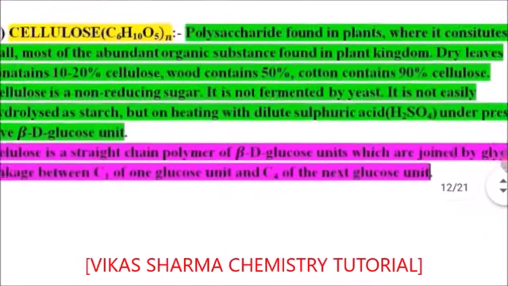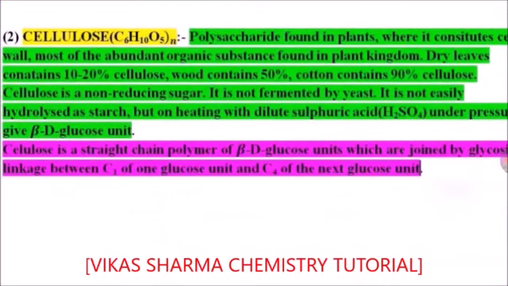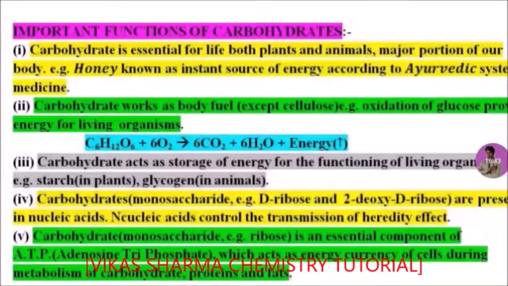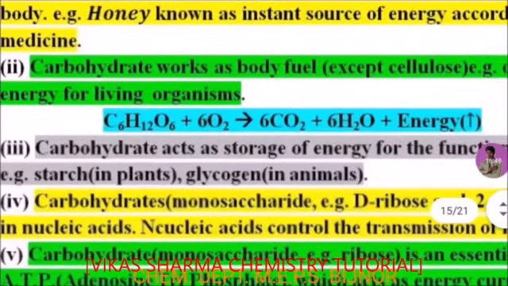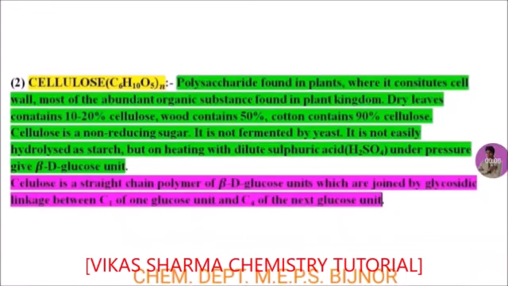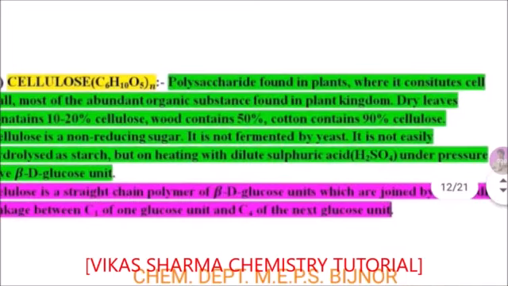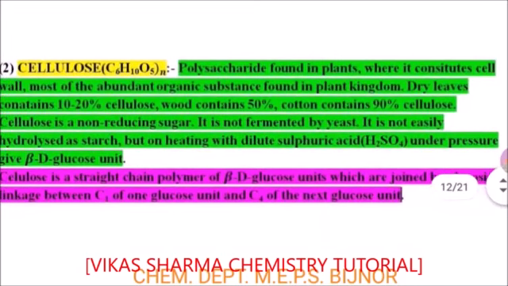So students, we discuss the second polysaccharide, which is known as cellulose. Let me start the next topic, cellulose. It is a polysaccharide found in plants where it constitutes the cell wall. It is the most abundant organic substance found in the plant kingdom. Dry leaves contain 10 to 20% cellulose, wood contains 50%, and cotton has a much higher value, containing 90% cellulose.